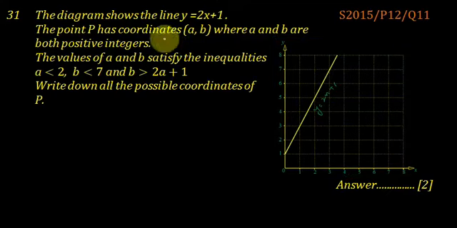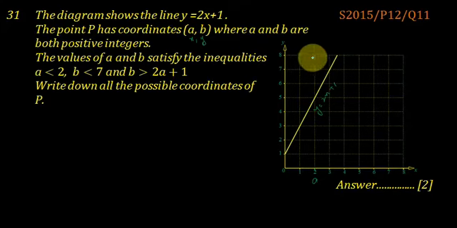The point P, where a and b are both positive integers, satisfies the inequalities a is less than 2, b is less than 7, and b is less than 2a plus 1. Write down all the possible coordinates of P. So actually a is x, and b is y. So basically a is less than 2, so a is here.